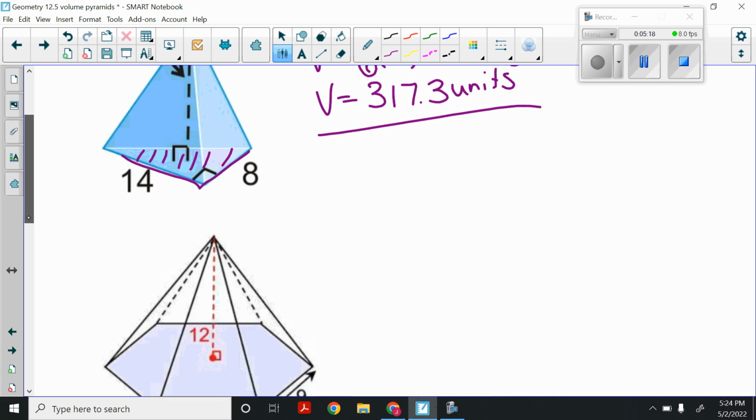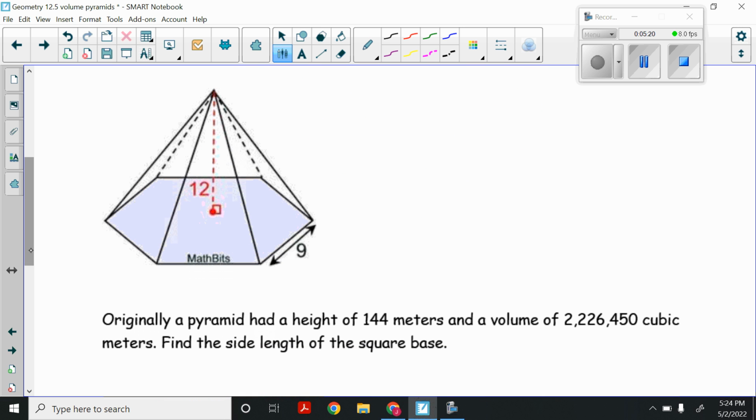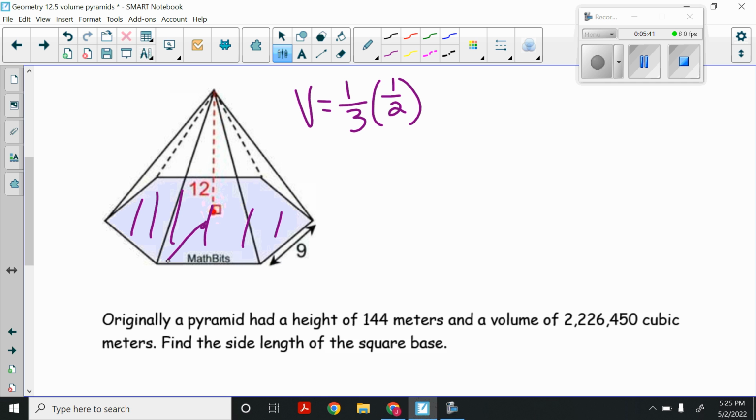Okay, so let's look at one more where they give me the picture. So here I see that my base is a hexagon. So my volume is 1/3 times the area of the hexagon. Since it's a regular hexagon, that's 1/2 the apothem times the perimeter. So I need to find my apothem here.